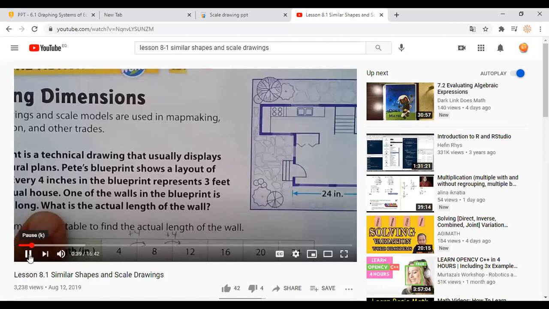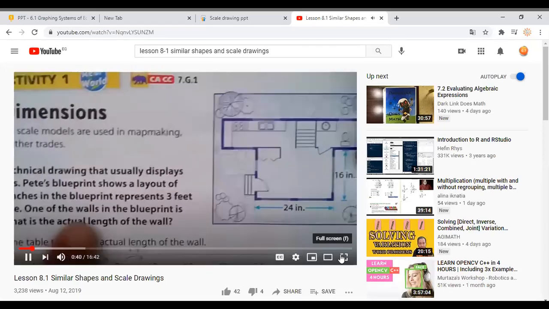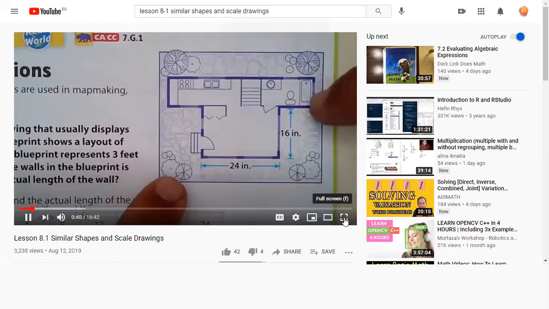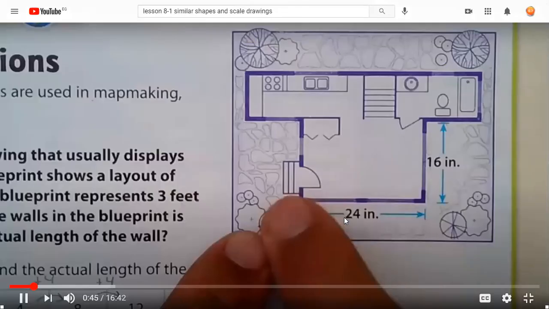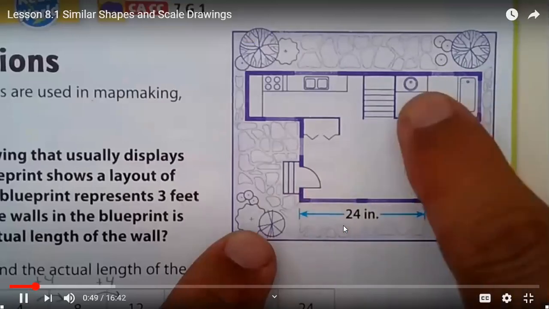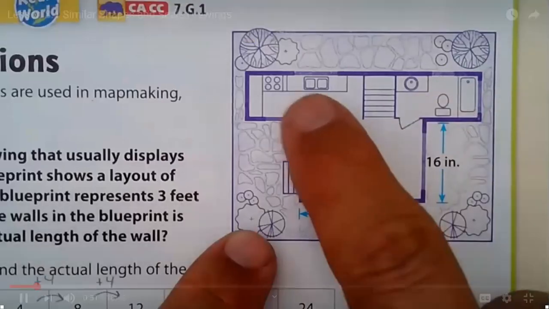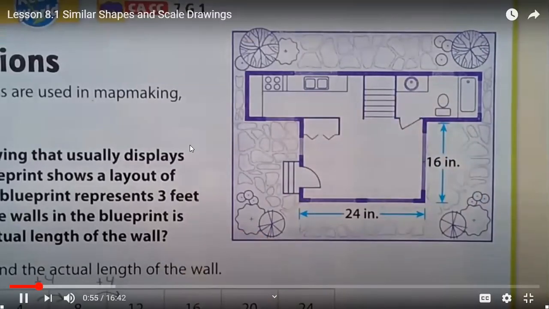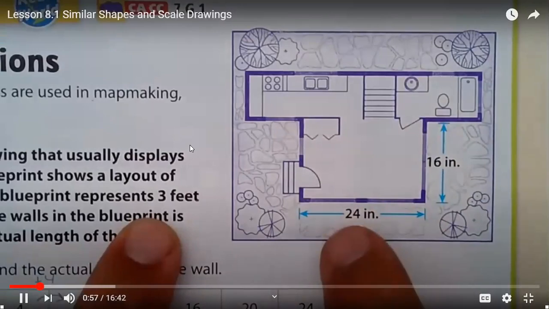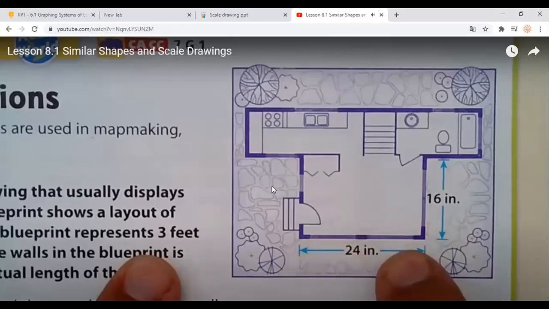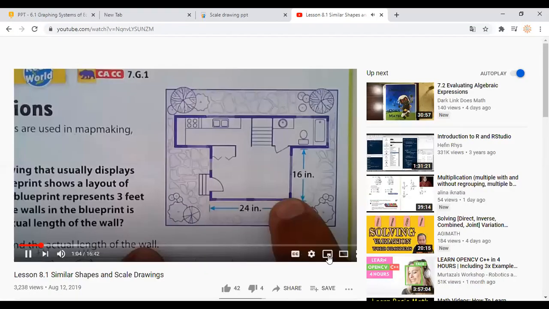Let's continue. This looks like a doorway into a bedroom, and here's a bathroom, and that looks like it could be a little kitchen, and these look like stairs here. So every 4 inches is 3 feet. So every 4 inches represents 3 feet. You can imagine that this one is your house. Multiply by 3, and that would tell you how many feet you have.